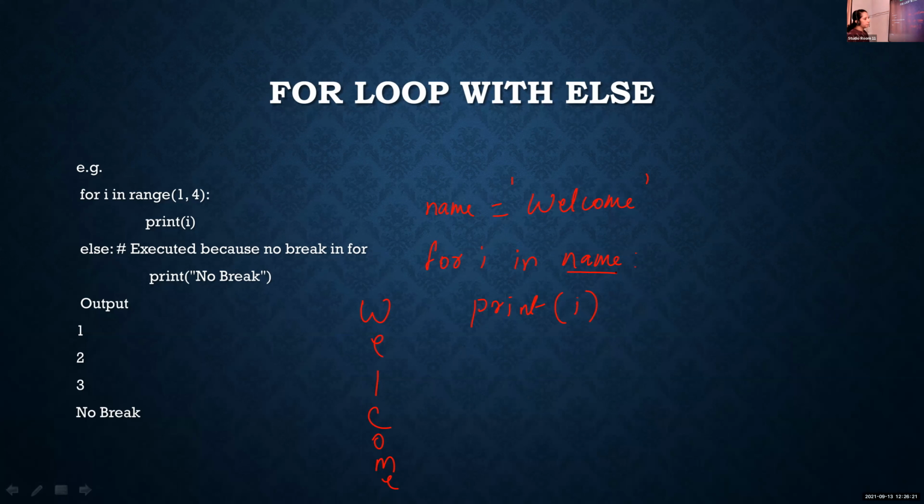Ma'am, after printing W, will I increase the value? Will it increment? Yes, here it is automatic incrementation. Okay. In the case of while loop, you want to give an incrementation statement inside that while coding. But here the content is welcome. So first W is assigned to I and W is printed. After that, E is assigned to I, E is printed. Then L is assigned to I, L is printed, just like that. So automatic incrementation like that? That is automatic incrementation. Okay, ma'am.